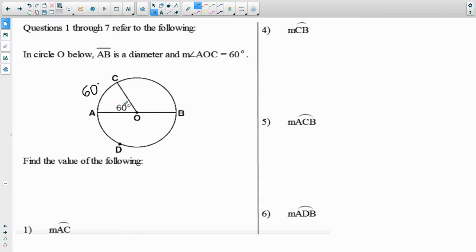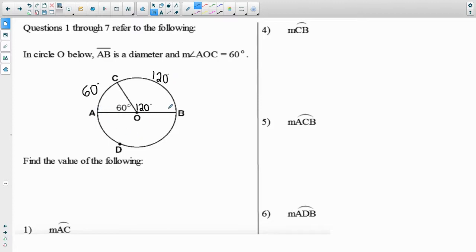Well, we know that this angle and this angle are both central angles, but they're also linear pairs, meaning they're supplementary. So I could just say by 180 minus 60 that this is going to be 120 degrees. And if this is a central angle, its intercepted arc will be exactly the same, 120 degrees.